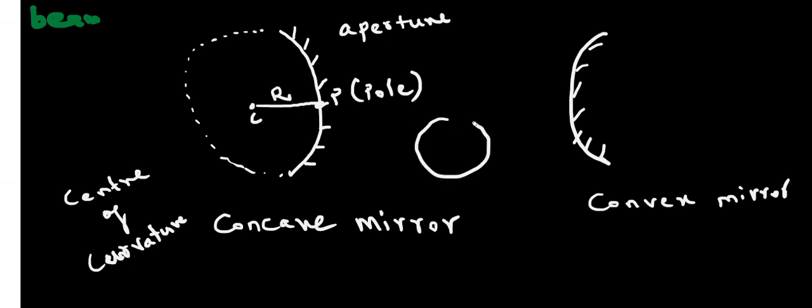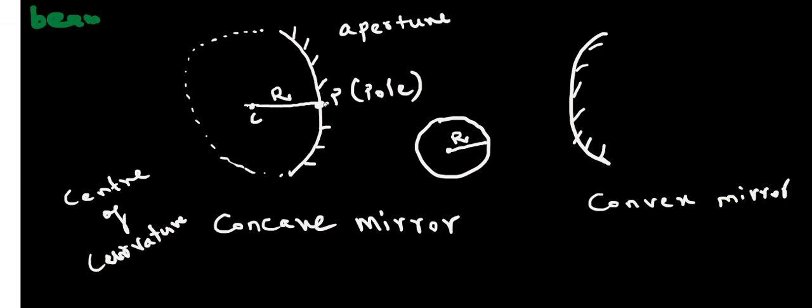Basically, if I consider a circle, the distance from the center to any point on the circle is nothing but the radius, right? So this radius would act as the radius of curvature for the spherical part of the mirror, the reflecting surface of the spherical part, right? Okay. And what is this line? The line that is going to pass through the center of curvature and the pole is nothing but the principal axis. These are the basic things we should know.